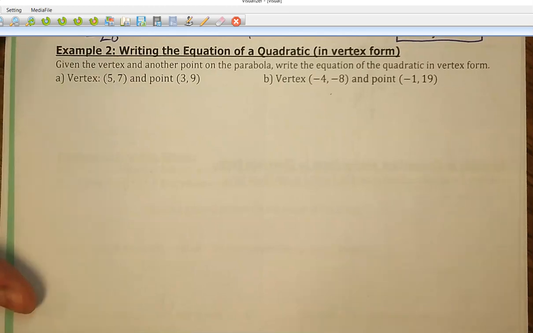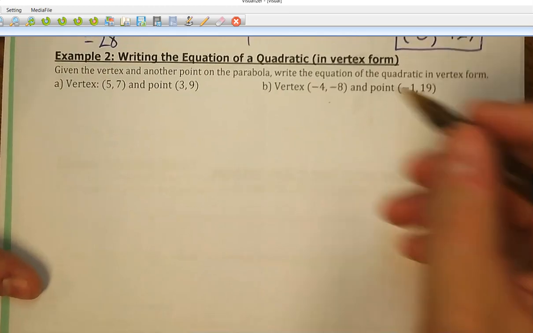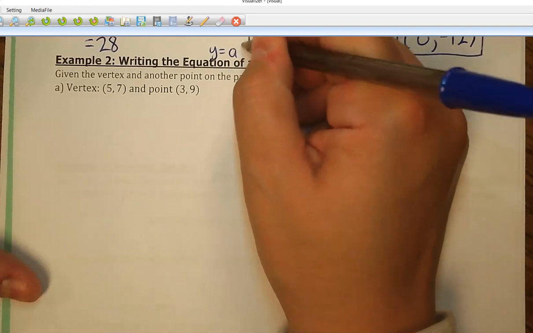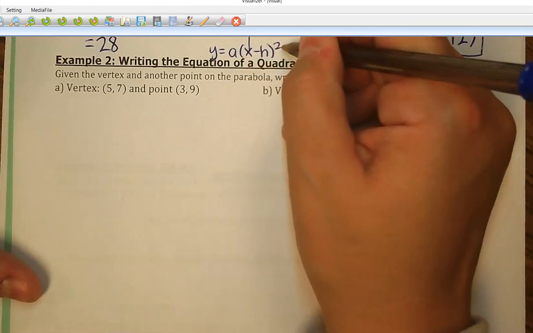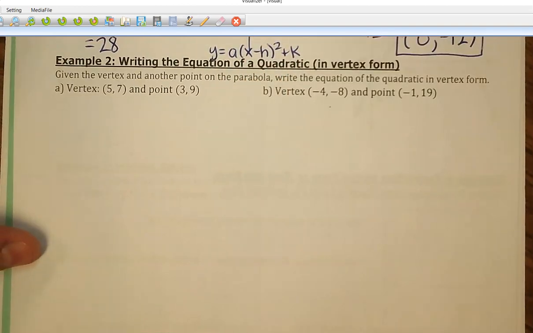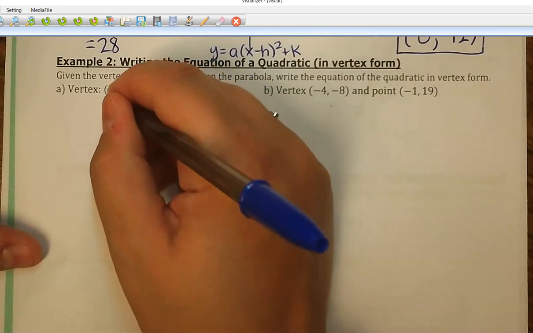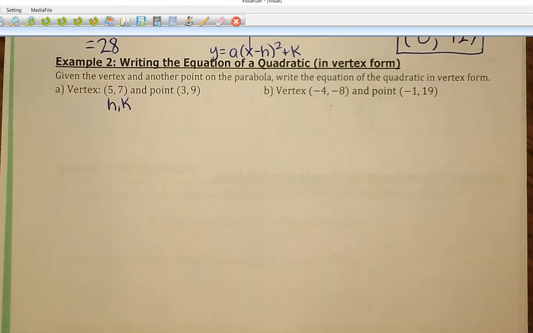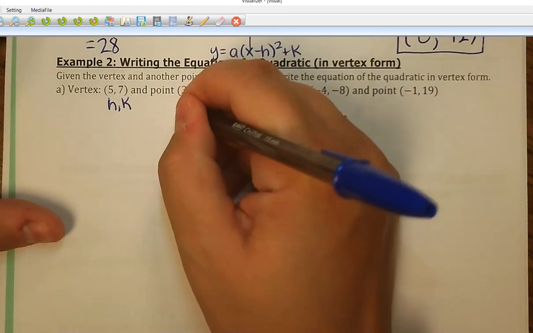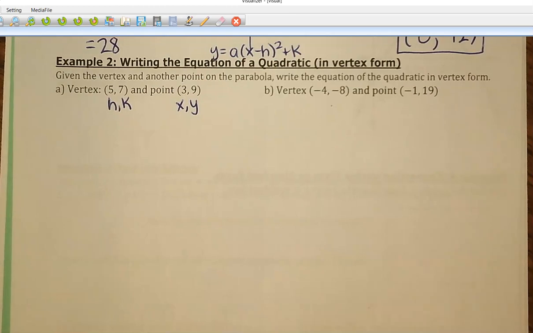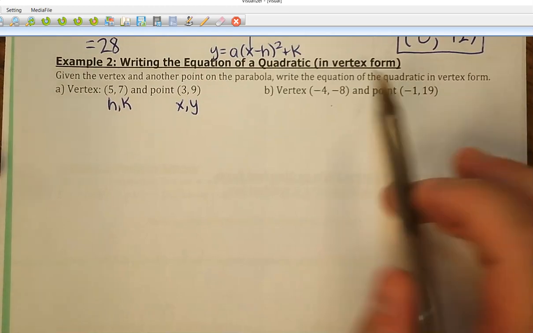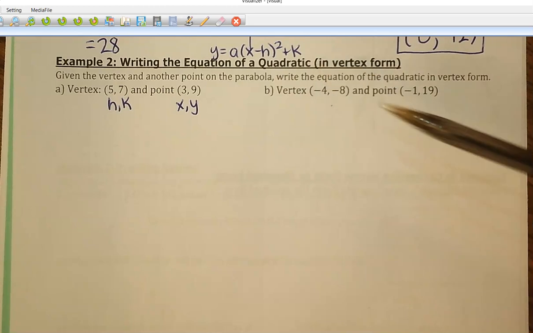Now the vertex form, I'm just going to write it right here: y equals a times (x minus h) squared plus k. We've been working with this for a long time. What's important to remember here is that the vertex is your (h, k), and that's very important because we're going to plug this into the formula. For the point, we are going to plug the point in for x and y. And then the only variable we won't know in this vertex form is the a value. So I'm going to show you how to find that today.